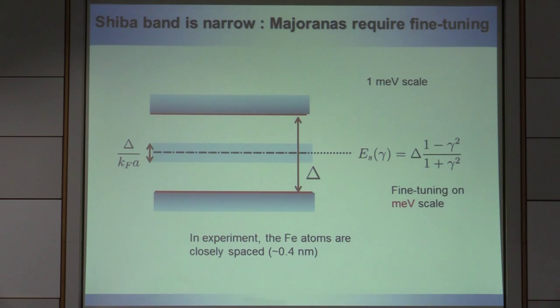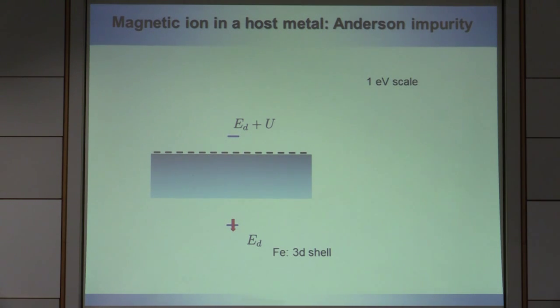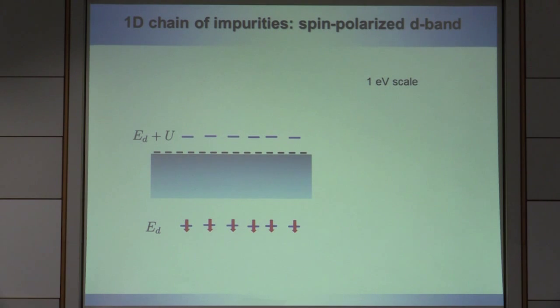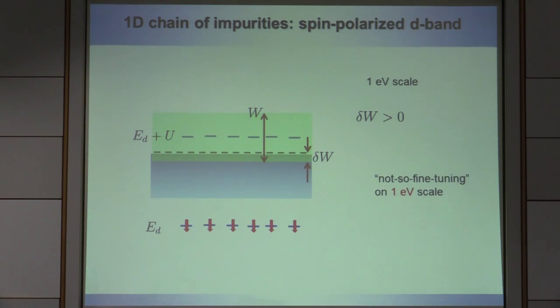Now, in experiment the iron atoms are actually quite close to each other, and that introduces the following ramification. So basically, instead of just separate d levels, there is a chain of levels, and they may form a band, and the band has a width of order 1 eV, roughly. So if this level is not too high, then this band will overlap with the Fermi level, and then the bottom of the band will be filled by electrons. Having a wide band is actually good because we can have a non-trivial state even without fine tuning of the Shiba states to the Fermi level. So now we need fine tuning on the eV scale rather than the meV scale.